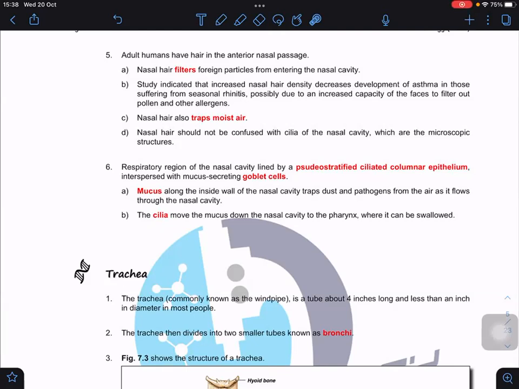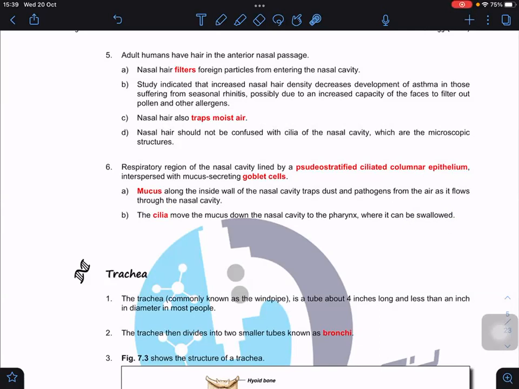The same goes for viruses. They say thank you to us by causing lysis of our cells. So in order to remove this mucus, we use the cilia to help us move the mucus down the nasal cavity to the pharynx, where we can swallow it.